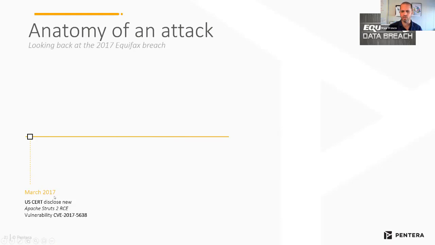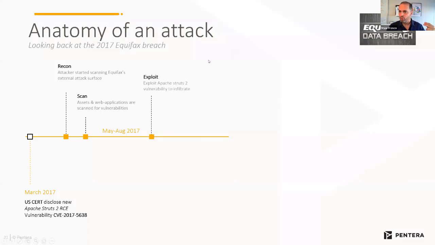In March 2017, US-CERT disclosed a new Apache Struts 2 remote code execution vulnerability, CVE-2017-5638. Does it ring a bell just a little bit, Apache? Let's continue. What happened less than a month after? Attackers started reconning Equifax's external attack surface. Once they found it, they started scanning for that specific vulnerability, and they took action to exploit it and start mapping how they could use it as an infiltration and exfiltration route. And they did it more than 30 times, creating that backdoor, planting web shells anywhere they possibly could.